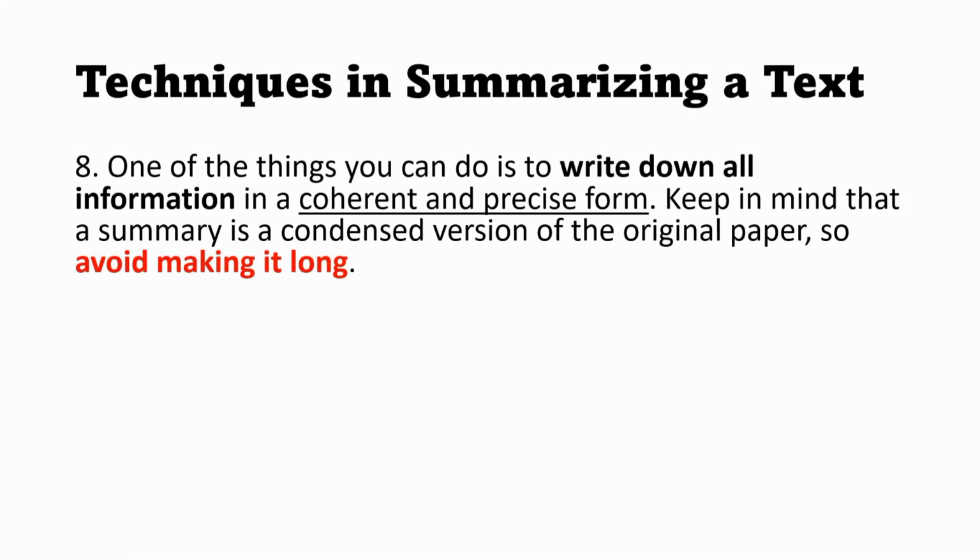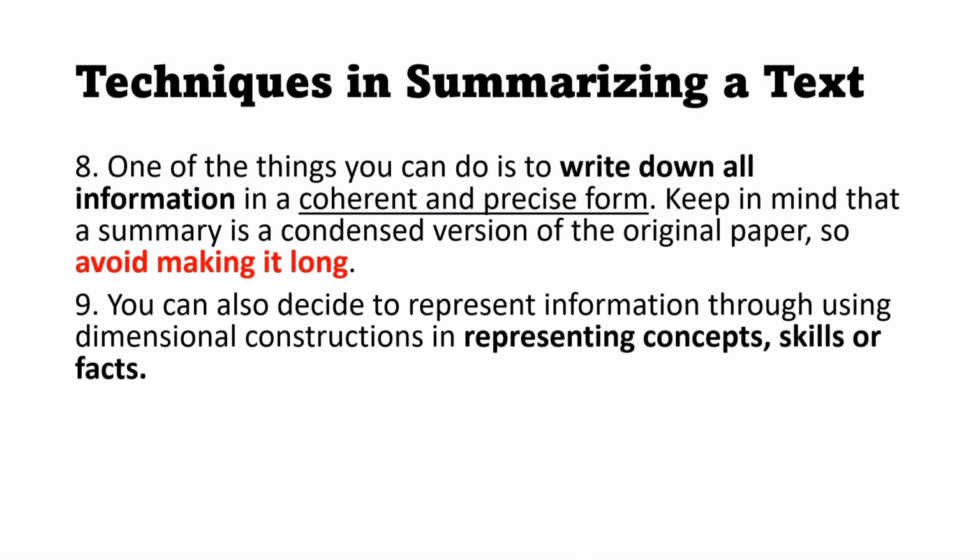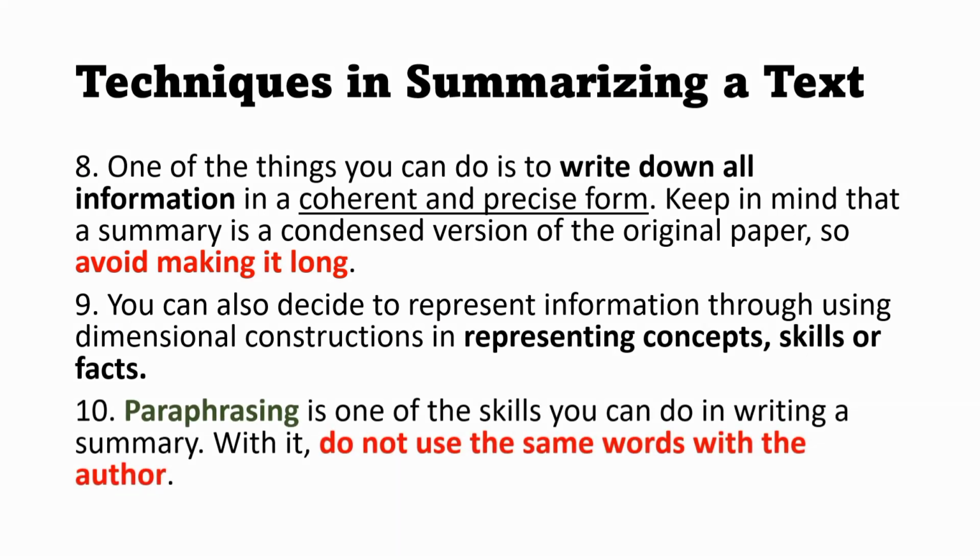One of the things you can do is to write down all information in a coherent and precise form. Keep in mind that a summary is a condensed version of the original paper, so avoid making it long. Ninth, you can also decide to represent information through using dimensional constructions in representing concepts, skills, or facts. And lastly, paraphrasing is one of the skills you can do in writing a summary. With it, do not use the same words as the author.